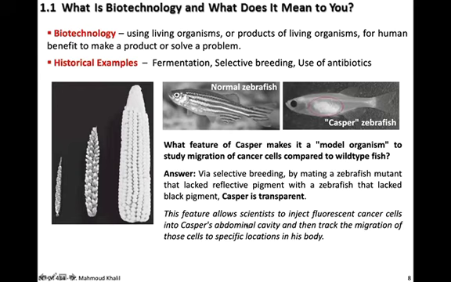This feature allows scientists to inject fluorescent cancer cells. And what are fluorescent cancer cells? They are cancer cells that you can see because they emit fluorescence. So you can know where these cancer cells are inside the body of the fish. When we inject these fluorescent cancer cells into the Casper's abdominal cavity, they can track the migration of those cells to specific locations in the body. In this scenario, they can understand where the cancer cells prefer to go once inside the body.